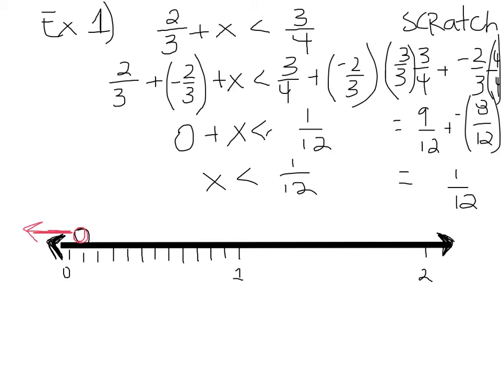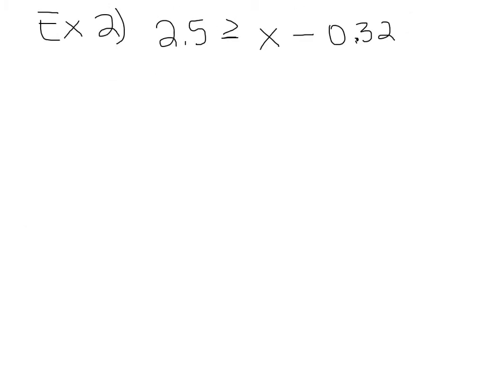The less than symbol, as long as your variable is on the left-hand side, will always then have a graph that is going to the left. Okay, one more example. So here I have 2 5/10, or 2.5, is greater than or equal. Remember, this bar underneath the greater than symbol means greater than or equal to x minus 0.32.